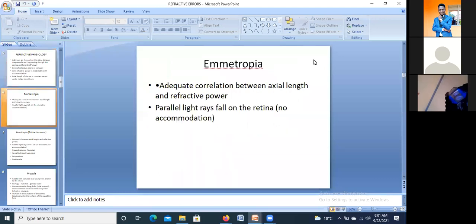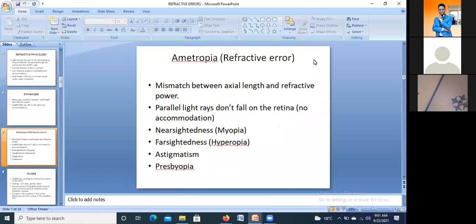So I already told you about emmetropia. That is the normal refraction of the eye. That's when the light rays are focused onto the retina. That is what we call emmetropia. While ametropia is a refractive error, a mismatch between the actual length and refractive power, and parallel rays don't fall on the retina.